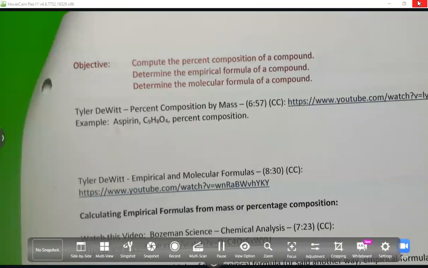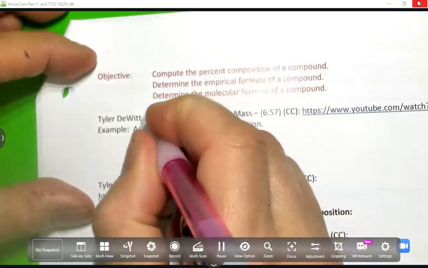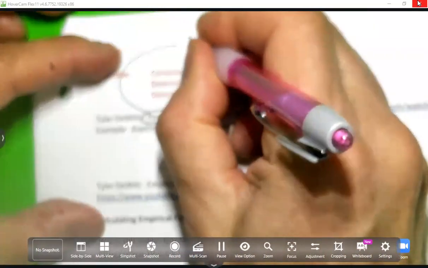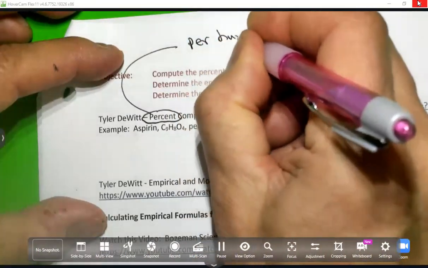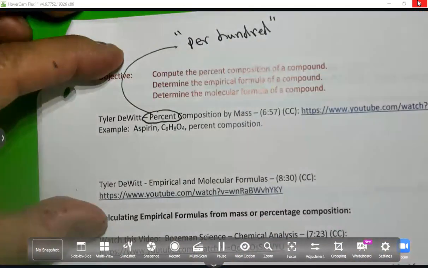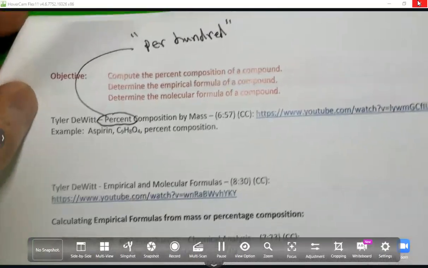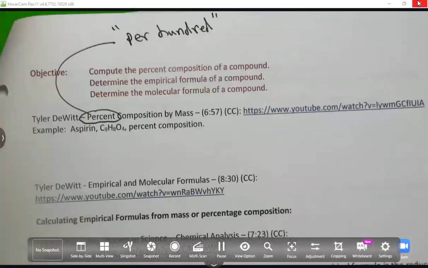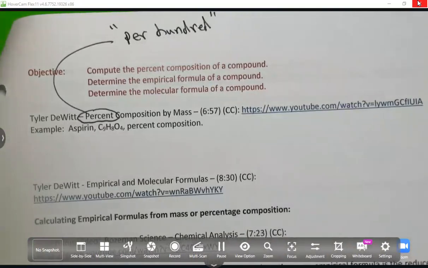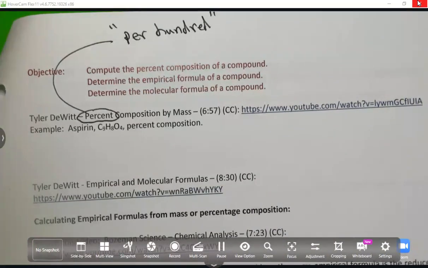Percent means per 100. It's really what percent means. But you don't necessarily have a sample size of 100. If I asked what percent of students in this room are wearing glasses?